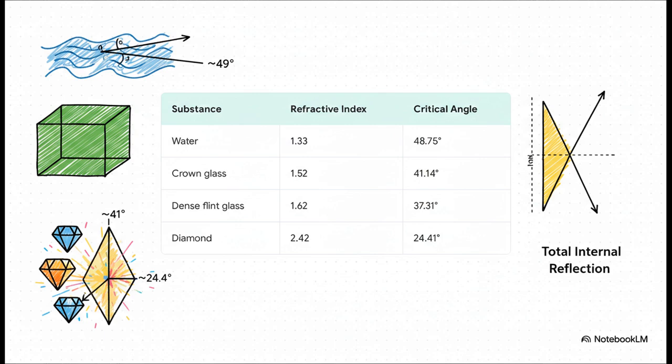But check out diamond. Its refractive index is massive, 2.42. And that gives it a super tiny critical angle, just 24.4 degrees. This right here is a huge clue to what makes diamonds so special.